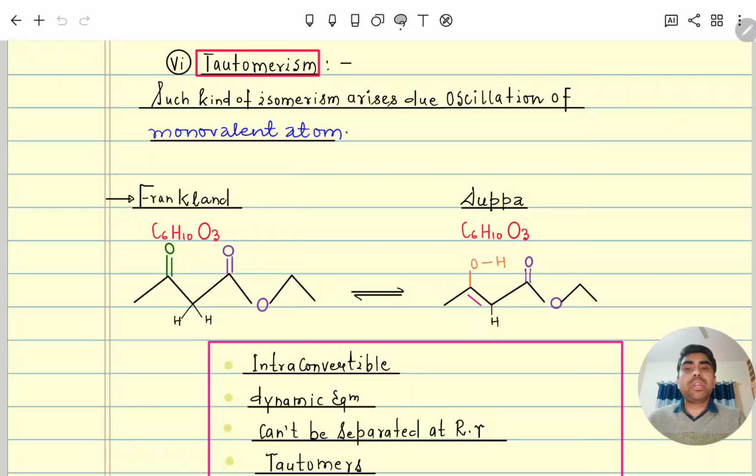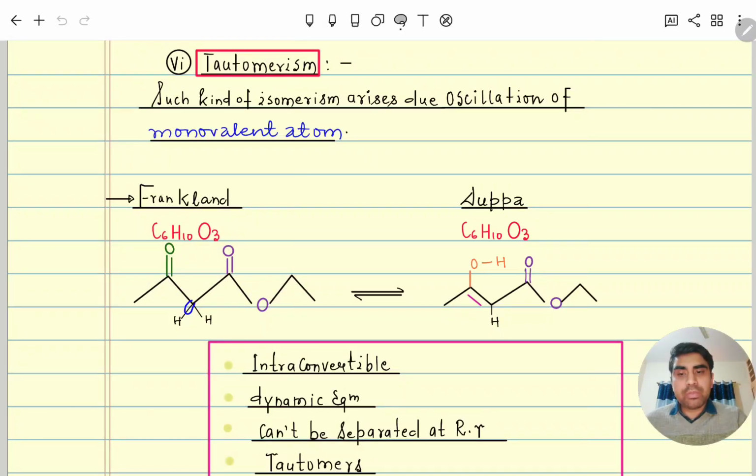After doing this repeated experiment, they came to the conclusion that both molecules are in dynamic equilibrium, meaning that even though the ketone is there, due to equilibrium the enol is also present. The ester is there, the ketone is there, and along with that the enol is also there. So both molecules exist in dynamic equilibrium. They are interconvertible at room temperature and cannot be separated.